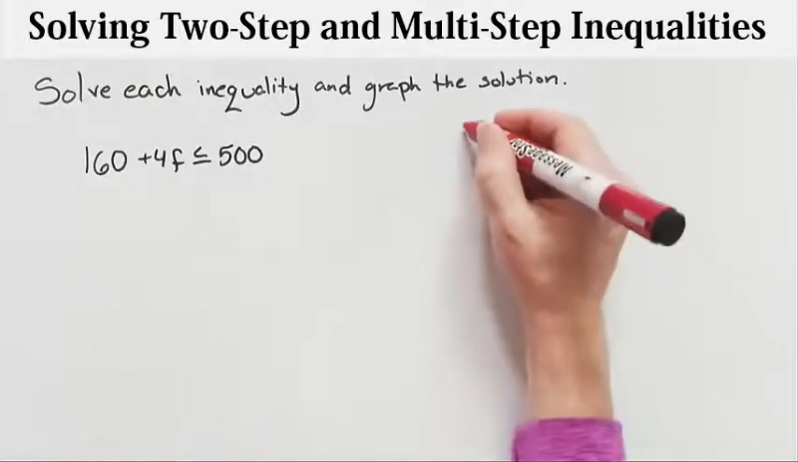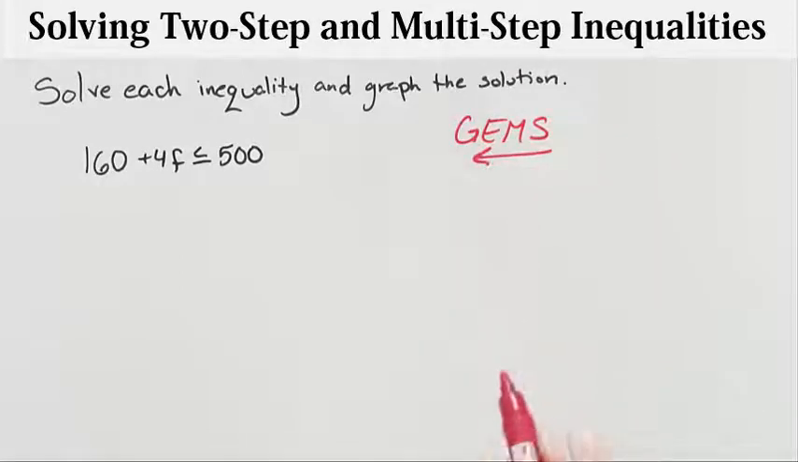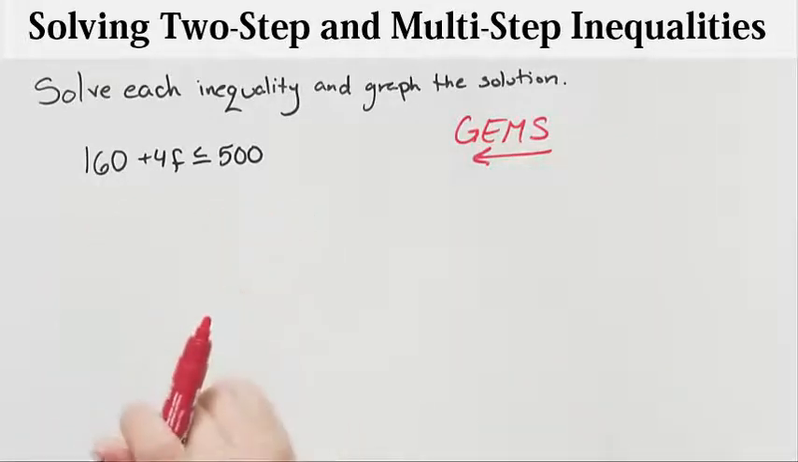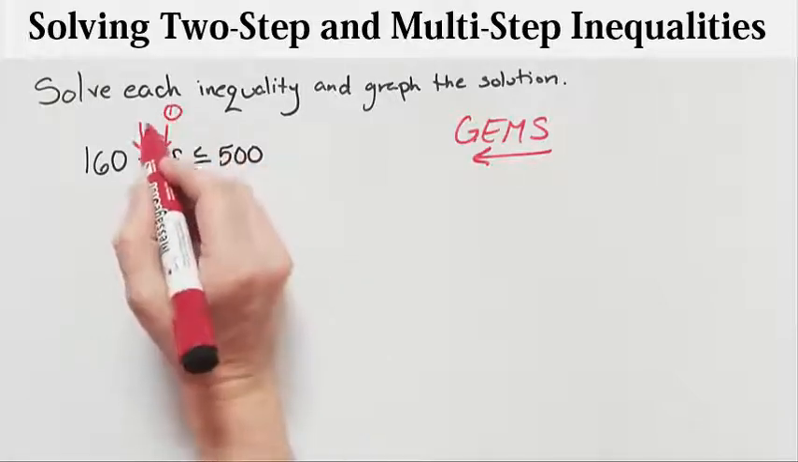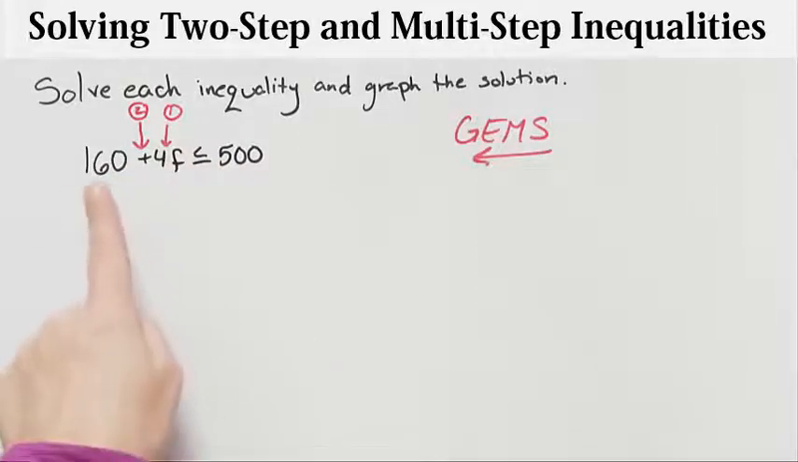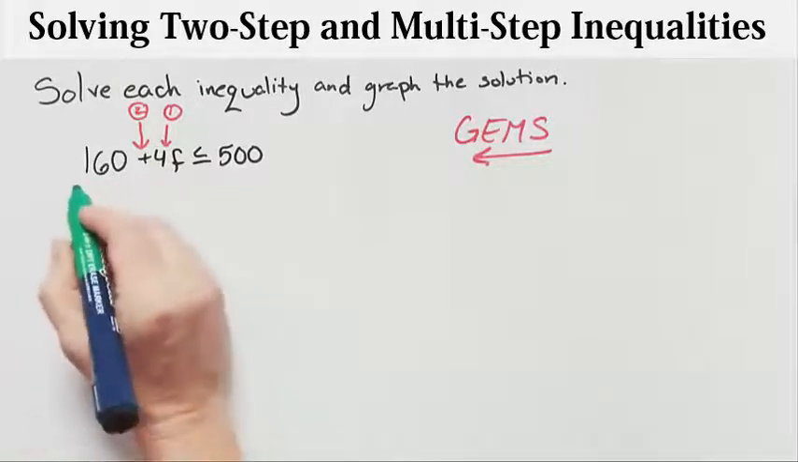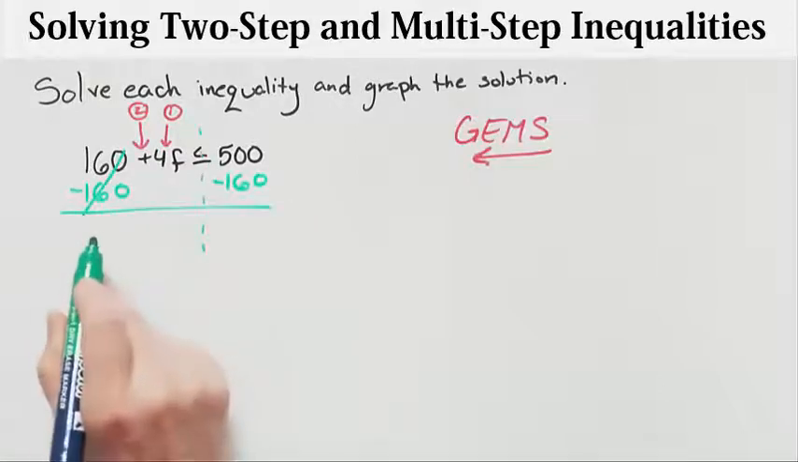It's going to be the order of operations, which was GEMS, but we're going to go backwards. So if this were an order of operations problem, the first thing we would have done was multiply, and then we would have added. We're going to go backwards so we can solve for F. So the first thing we need to do, if we're going backwards, is this 160 needs to go away. You pair 160 with negative 160. 160 minus 160 turns to 0.